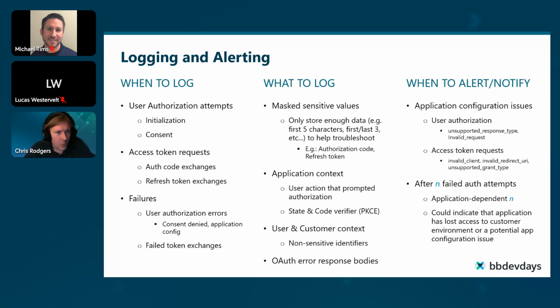Then what to log. I wanted to put that mask sensitive values bullet point there first. You shouldn't be putting any sensitive information in plain text, and that definitely includes refresh tokens, and to a lesser extent authorization codes, even though those are short-lived. Masking in this case is just if you do need to log it, that you're only logging like the first 5 characters or first and last 3. Those are just examples, but you don't want to put the full refresh token into plain text. As helpful as it is to have it, you don't want to expose that where it shouldn't be exposed.